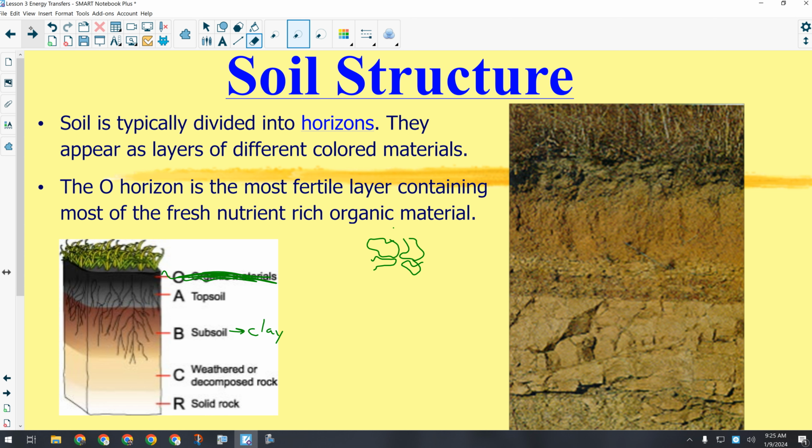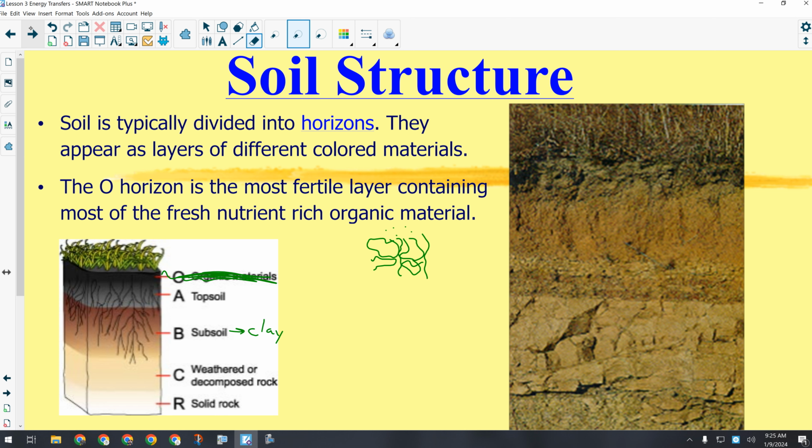Clay particles are tiny. They're basically dust that settles on your sandbox. When it rains, those fine particles get washed down in the gaps between the larger particles. And so clay always collects underneath the topsoil because it's smaller. Does that sort of make sense? Now, clay holds onto moisture very, very well. So that layer is almost always wet, or at least moist.